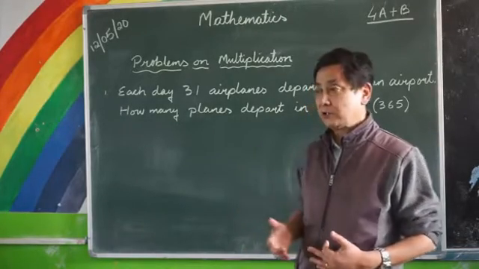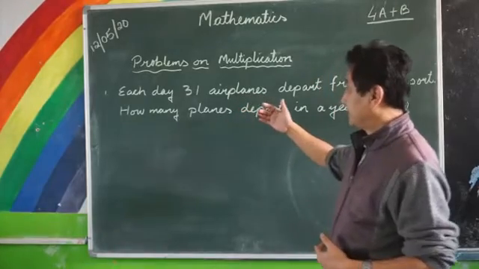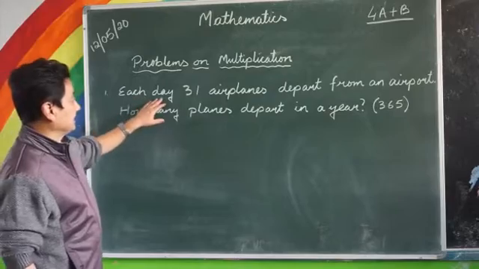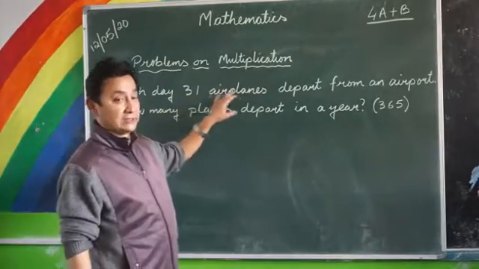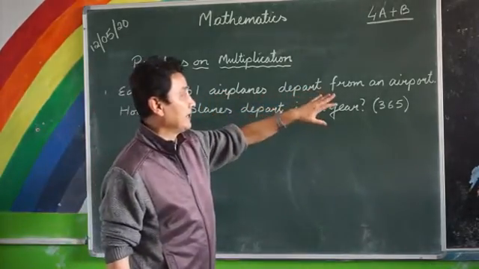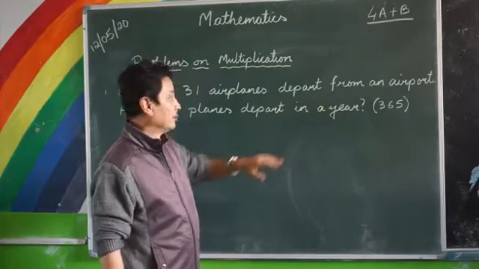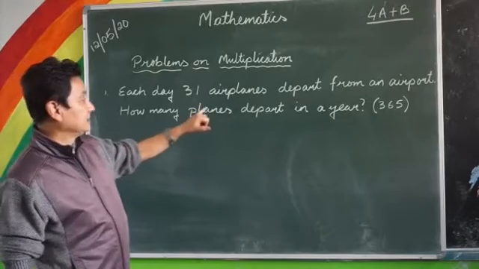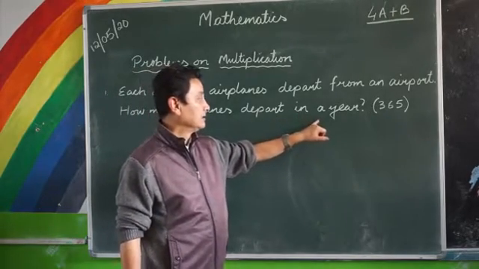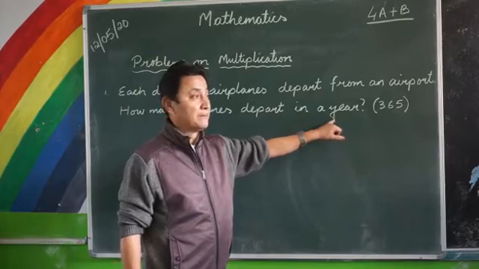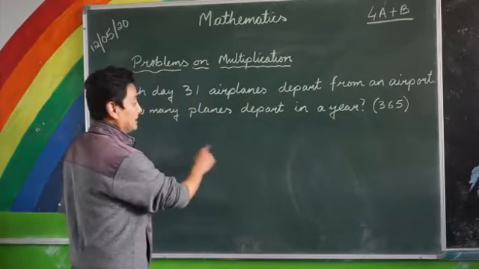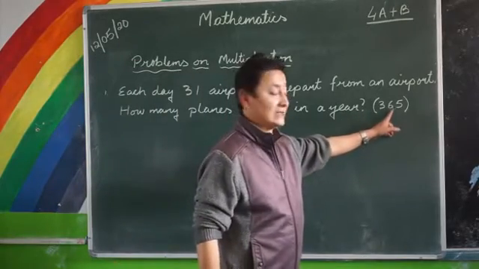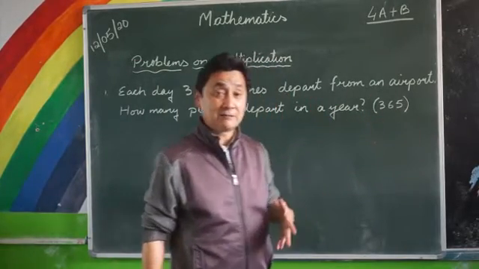So what we are going to do, we are going to do the same way. Okay? So this question says, each day, 31 airplanes depart from an airport. We have to find out how many planes depart in a year. In a year, we cannot multiply by 31 and multiply by year. In 1 year, how many days? 365. Remember that.